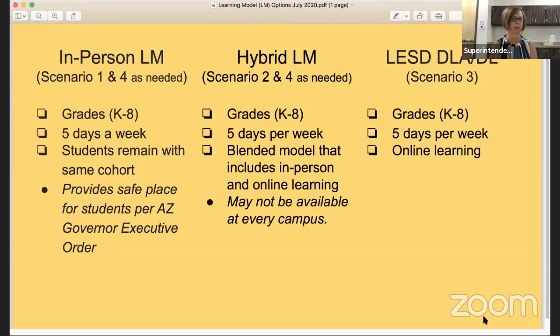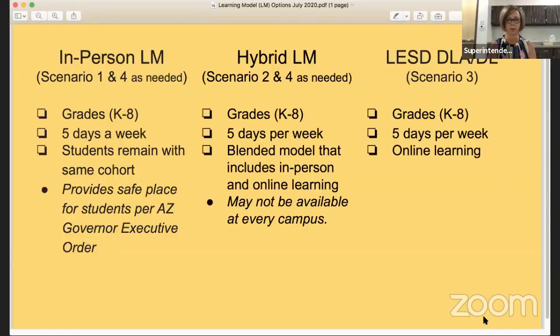This falls under scenario 1 if you're looking at the ADE roadmap. That's grades K through 8, 5 days a week. Students remain with their cohort, which you've heard a lot of information on. This also provides that safe place for students per the Arizona governor's executive order for the 5 days in a week.